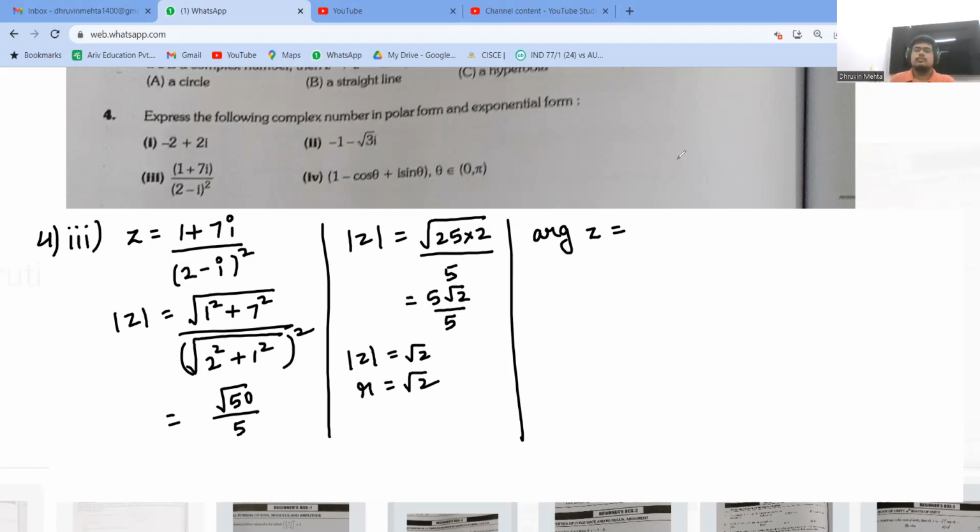The argument of 1 plus 7i minus the argument of (2 minus i) the whole square. First, we have to expand (2 minus i) the whole square using (a minus b) the whole square, and convert it into the normal standard form. So you do that and tell me what you are getting.